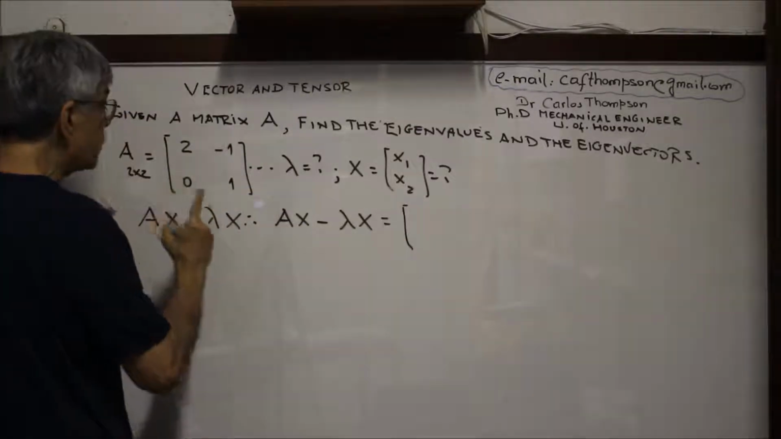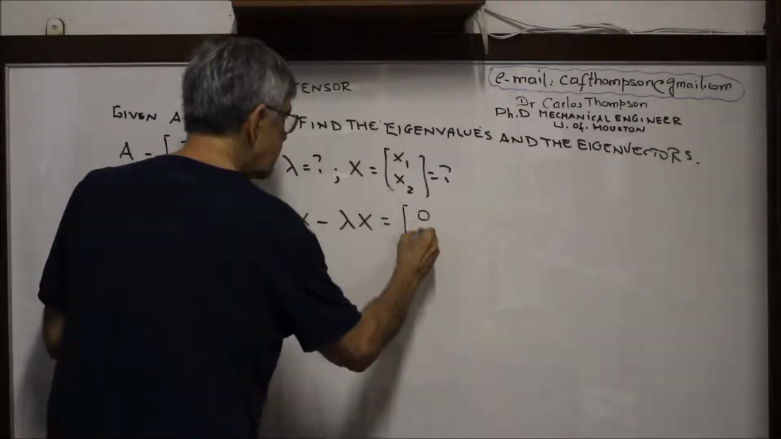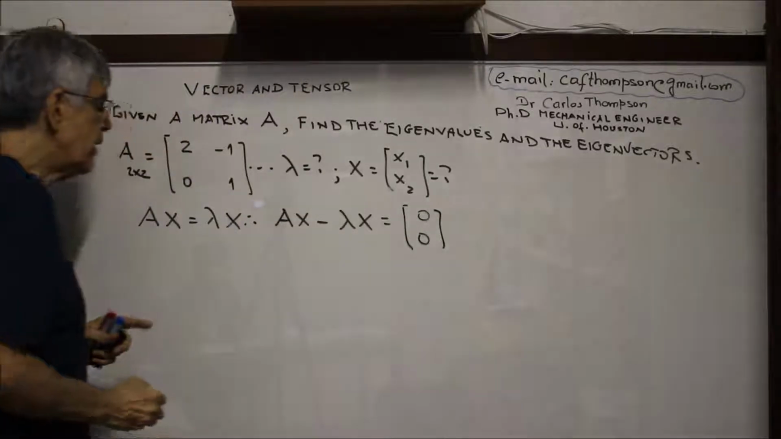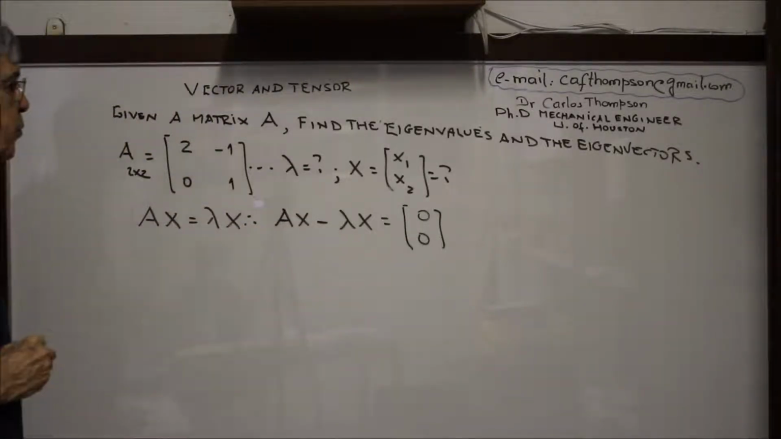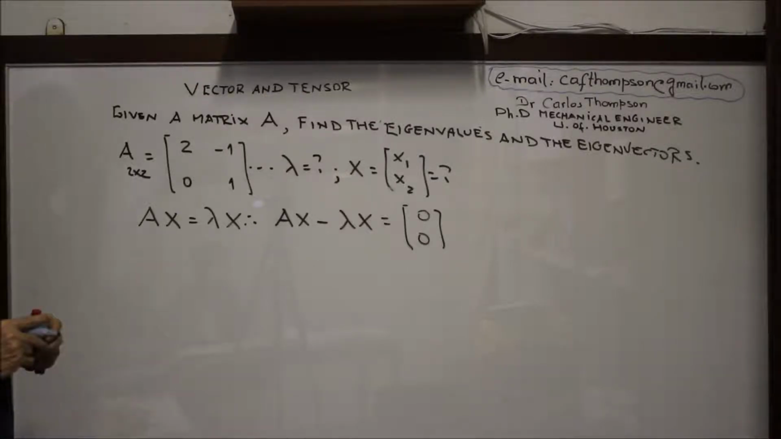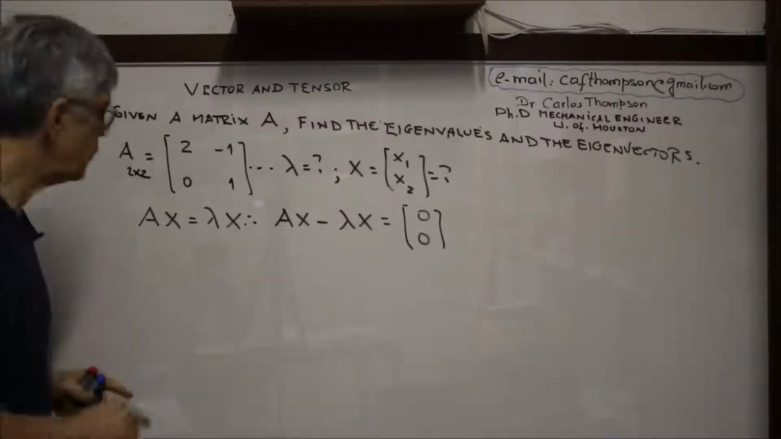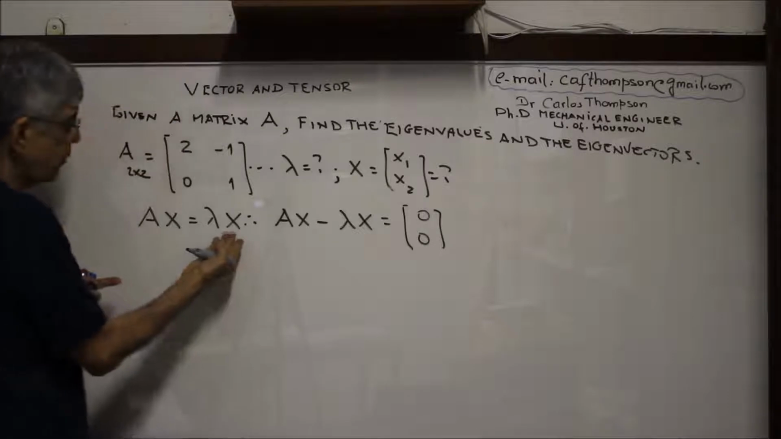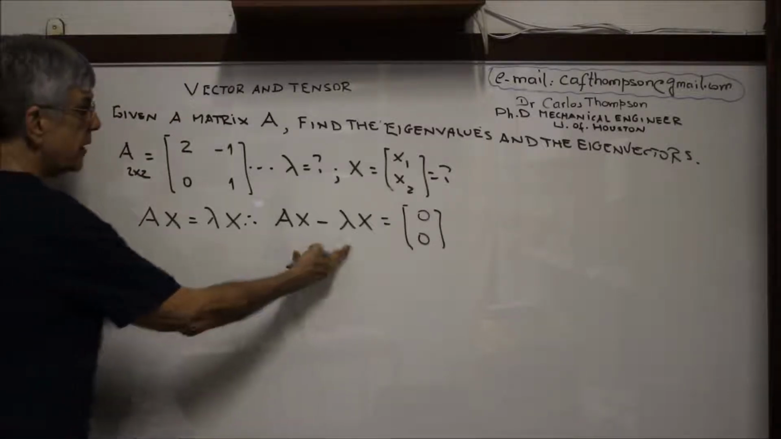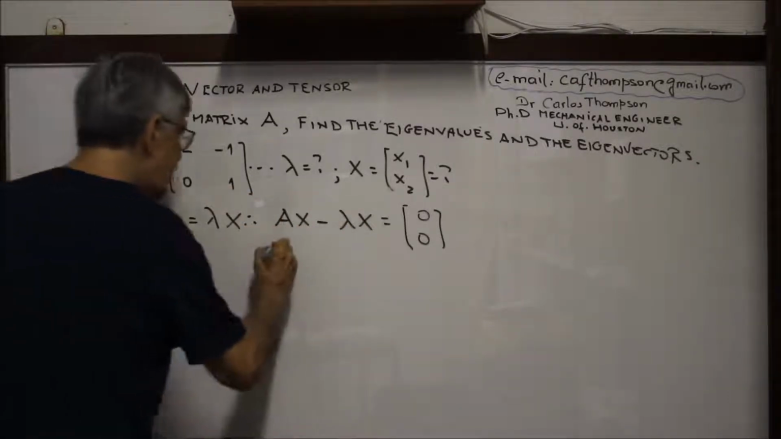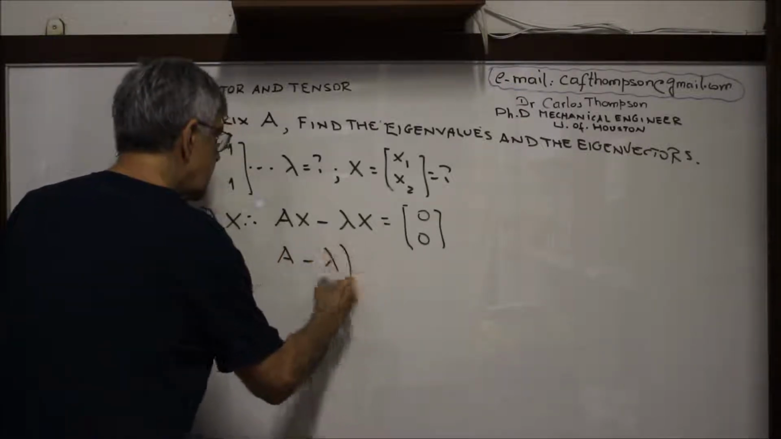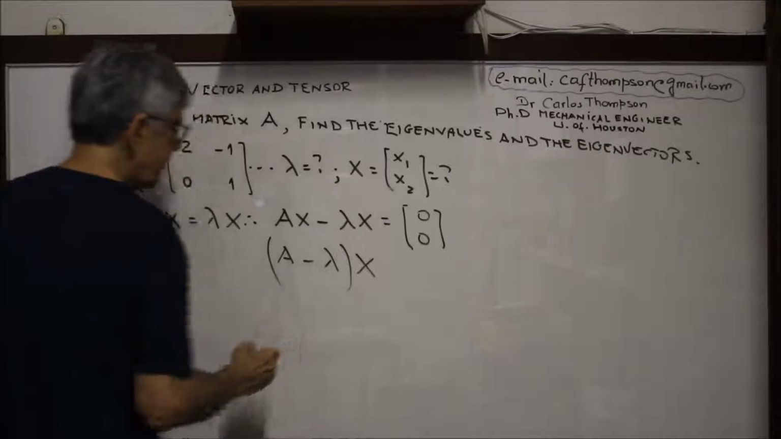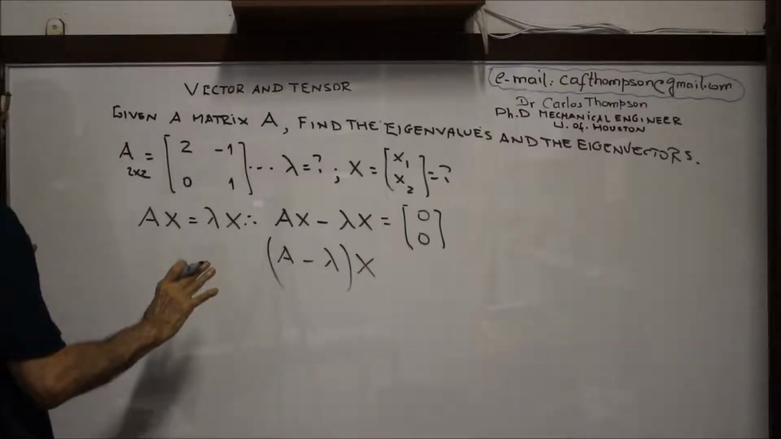0, 0 vector. This is 0 and 0. Okay, and purposely, I put this wrongly, just for you to see. Look, I just brought the right-hand side to the left-hand side. Now, I'll do A minus lambda x. You see, there is something strange here.